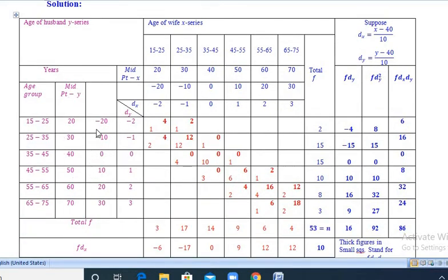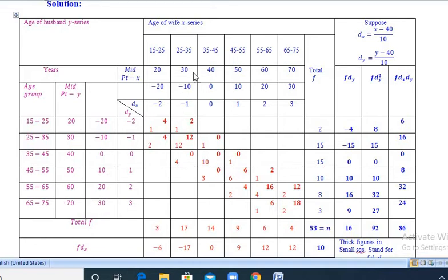Now, by the step deviation method, here 40 is the central value or assumed mean of the data, and we need to compute by the step deviation method, that is y minus 40. We call it 20 minus 40 is minus 20, then 30 minus 40 is minus 10, 40 minus 40 is 0, 50 minus 40 is 10, 60 minus 40 is 20, 70 minus 40 is 30.